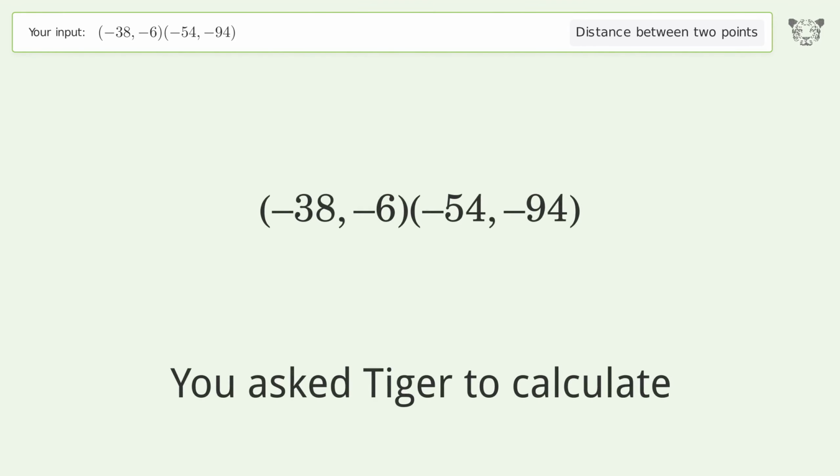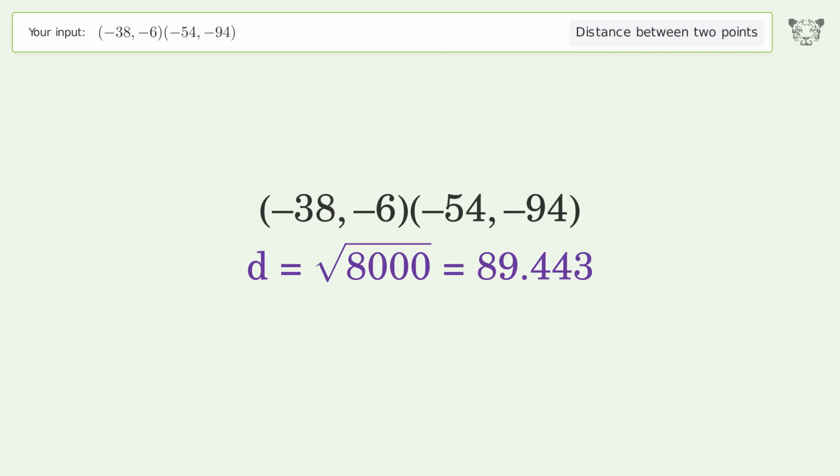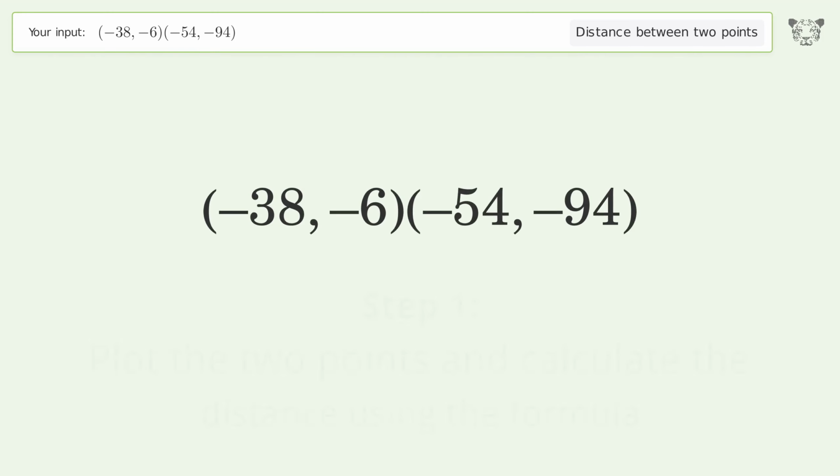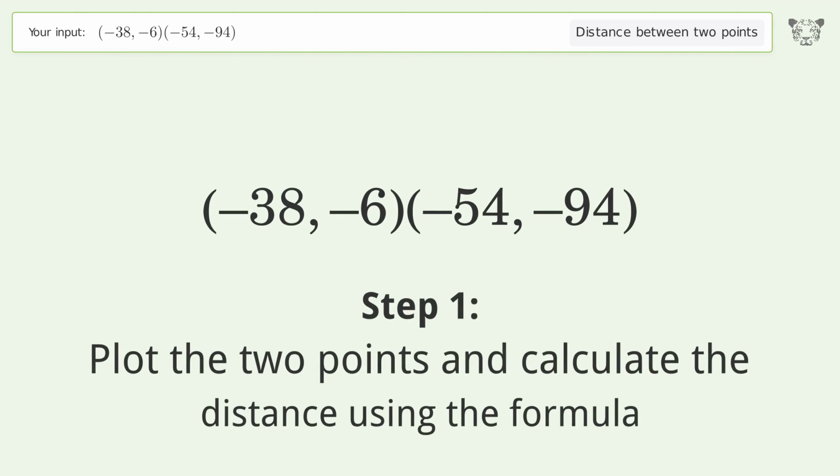You ask Tiger to calculate. This deals with the distance between 2 points. The distance between the 2 points is the square root of 8,000 or 89.443. Let's solve it step by step. Plot the 2 points and calculate the distance using the formula.